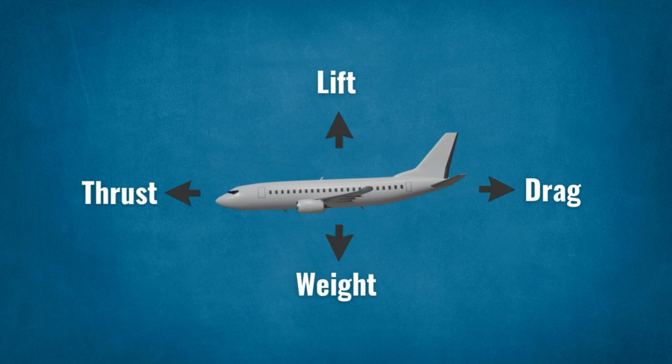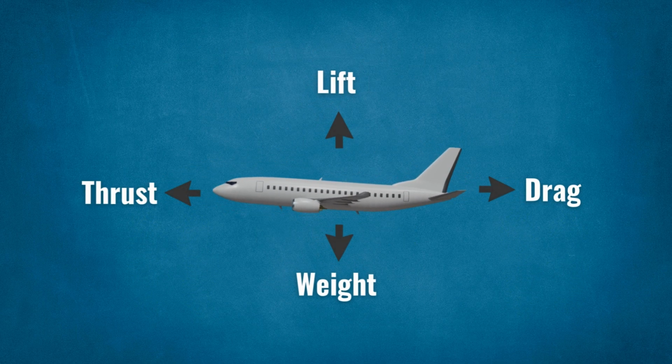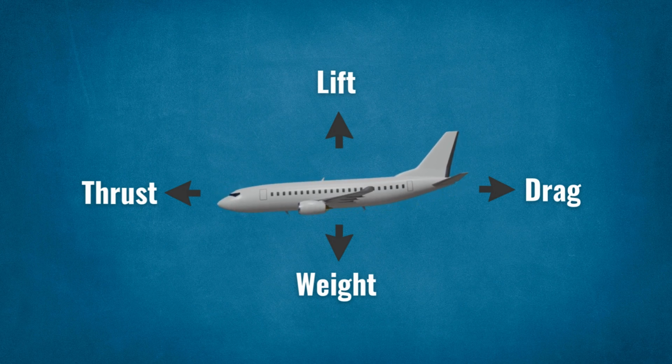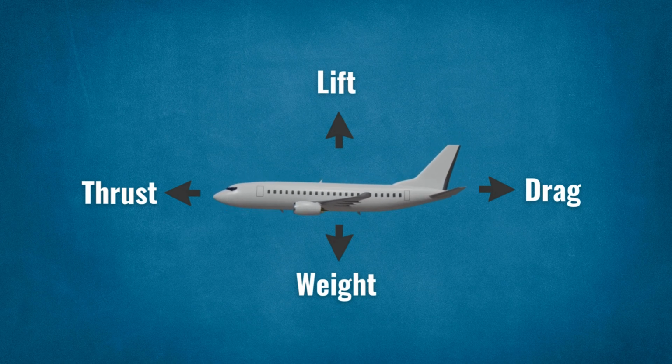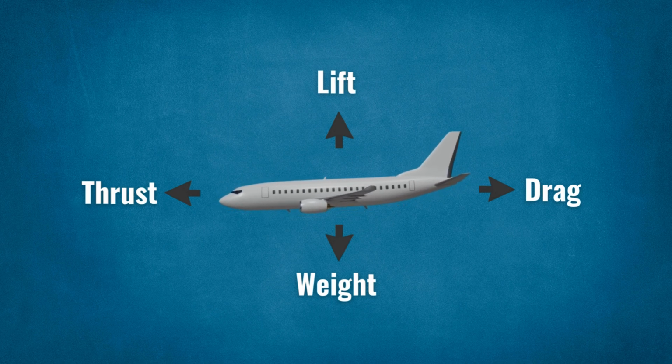Four forces work together to determine an aircraft's behavior: lift, weight, thrust, and drag. These forces in isolation are relatively simple to understand. Once you know about them, their interaction and effect on an airplane are relatively straightforward. First, I'm going to start with lift.